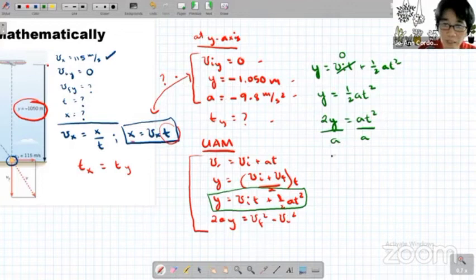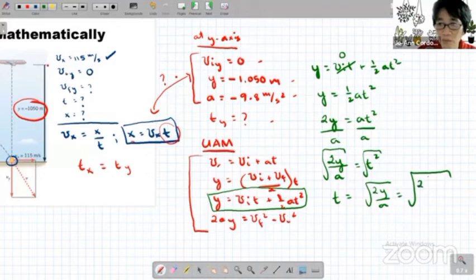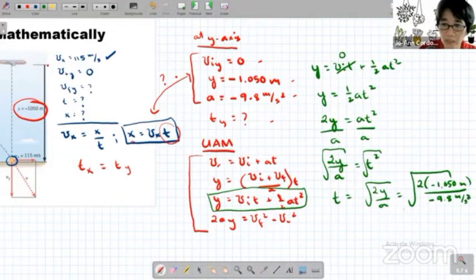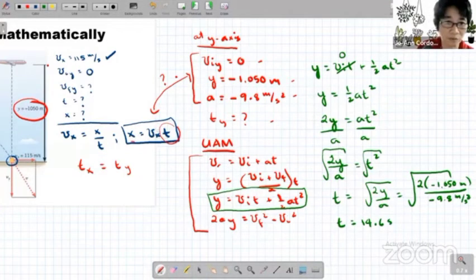So that we get 2y over a is equal to t squared. And then we can extract the square root of both sides so that we have t is equal to the square root of 2y over a. So we can now substitute our given. We have 2 times negative 1,050 meters all over negative 9.8 meters per second squared. So therefore, we get t is equal to 14.6 seconds.